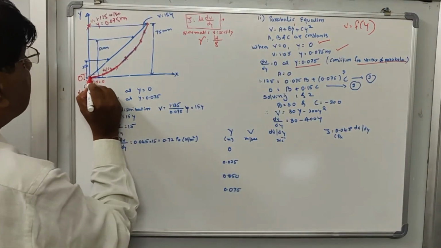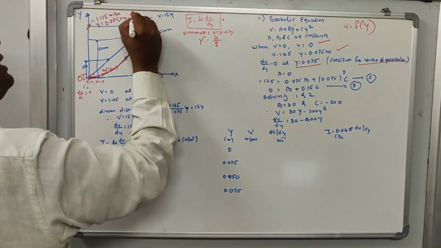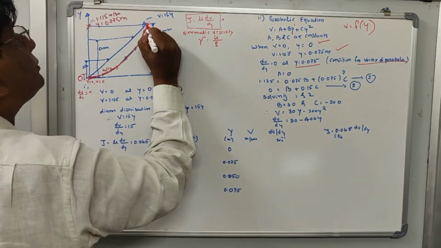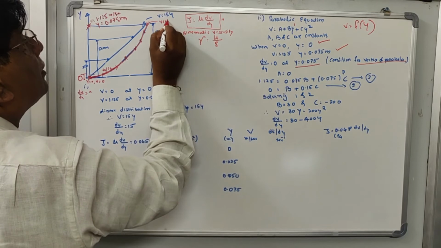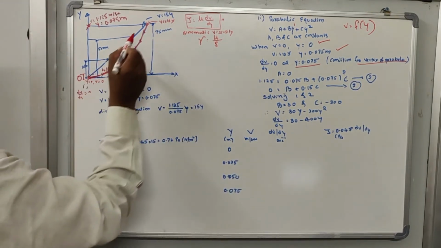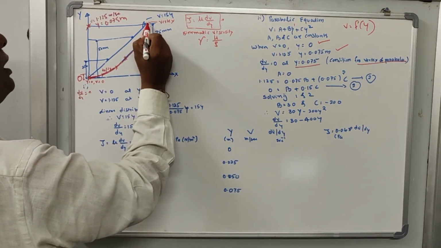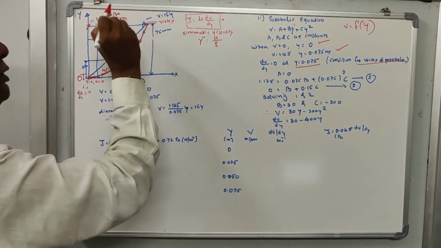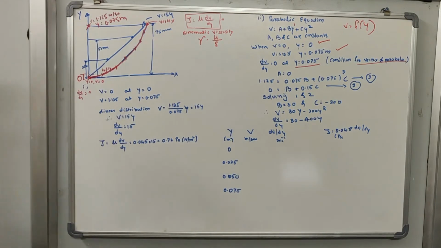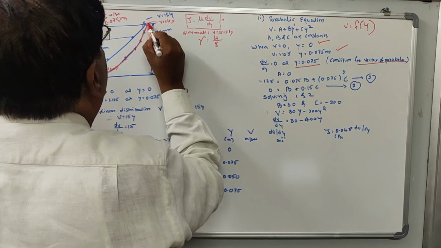This is the vertex, which means the parabola is going to change direction after this. We are not interested in this distribution, only up to this point. So when y reaches the vertex point, the velocity will again be 0, and again it starts from 0 to another value. So you consider the parabolic variation only up to the vertex point.